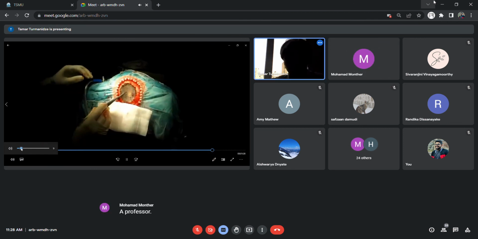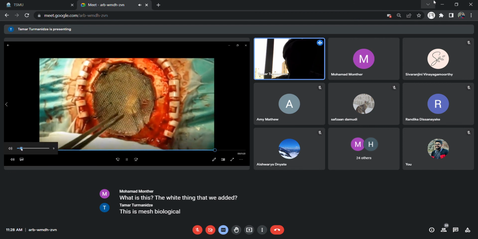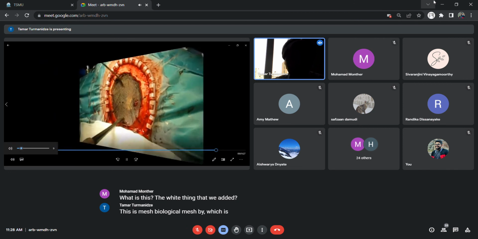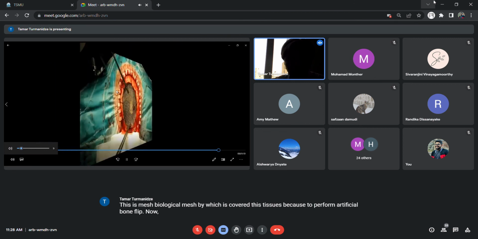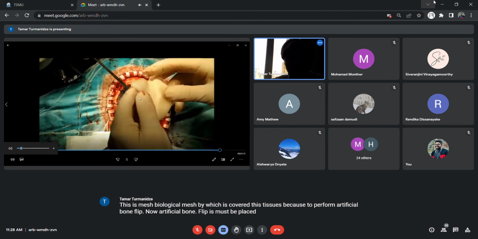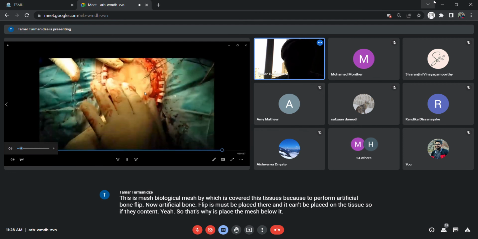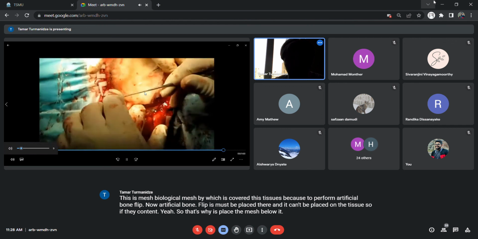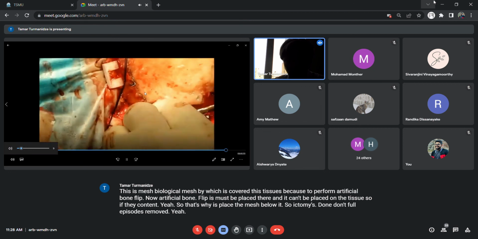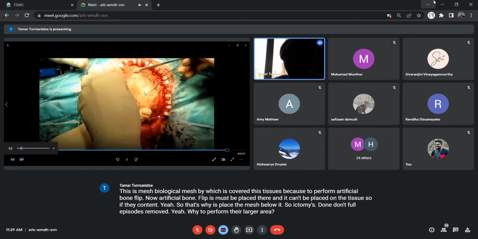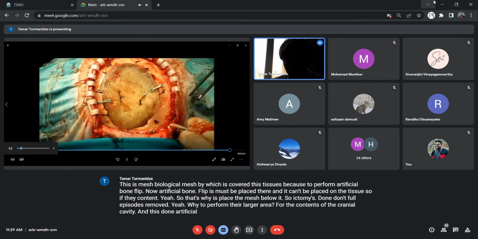Professor, what is this white thing that they added? This is mesh, biological mesh, by which these tissues are covered in order to place an artificial bone flap. The artificial bone flap must be placed there, and it can't be placed directly on the tissues of the contents. So that's why the mesh is placed below it. So ectomy is done, the bone flap is removed, yeah? Why? To provide a large area for the contents of the cranial cavity. And an artificial flap is placed by which that wound is closed.